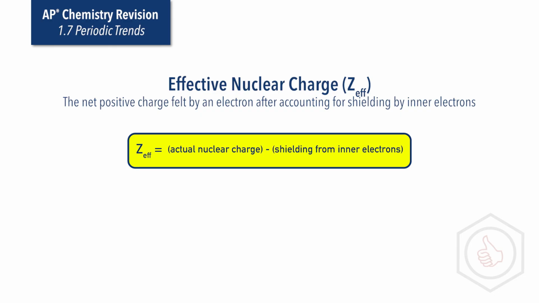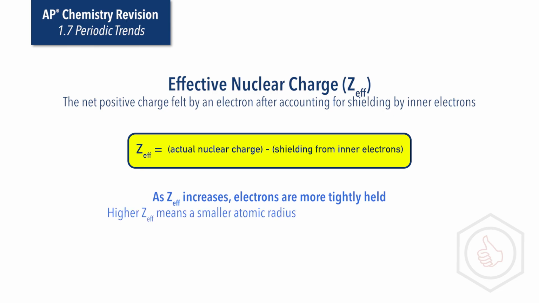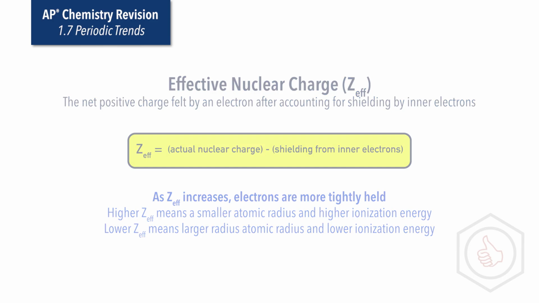As effective nuclear charge increases, electrons are held more tightly, meaning higher effective nuclear charge means a smaller atomic radius and higher ionization energy, and a lower effective nuclear charge means a larger atomic radius and a lower ionization energy.